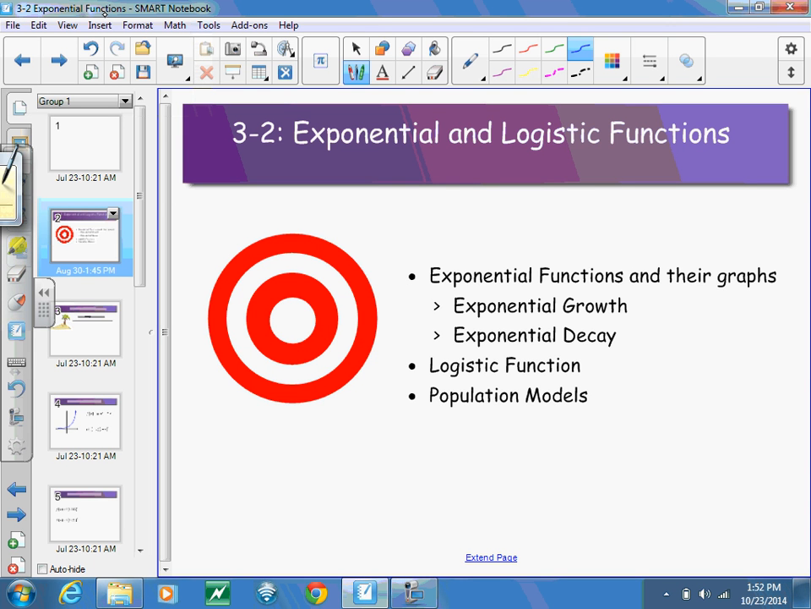All right, chapter 3, we're going to be getting into working with exponential and logarithmic functions. And to get our introduction started, we're going to be looking at exponential functions today, both exponential growth and exponential decay. We're also going to take a look at the logistic function, and at some population models that work with exponential growth and exponential decay.